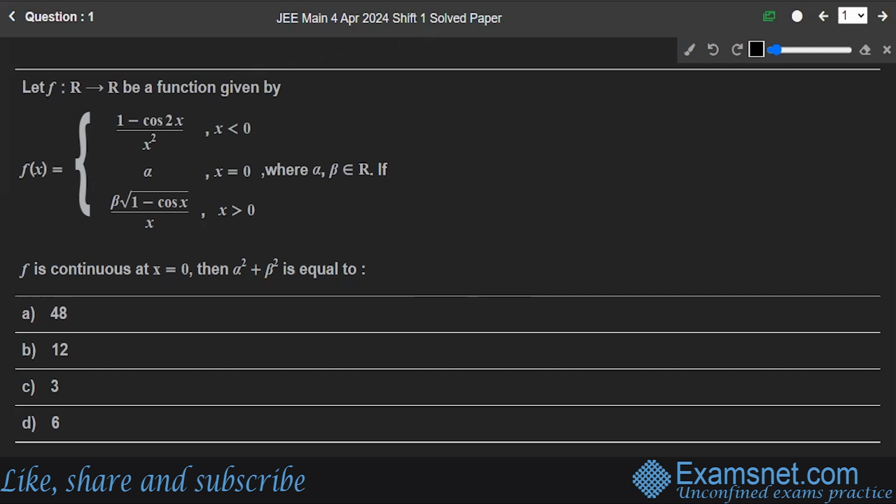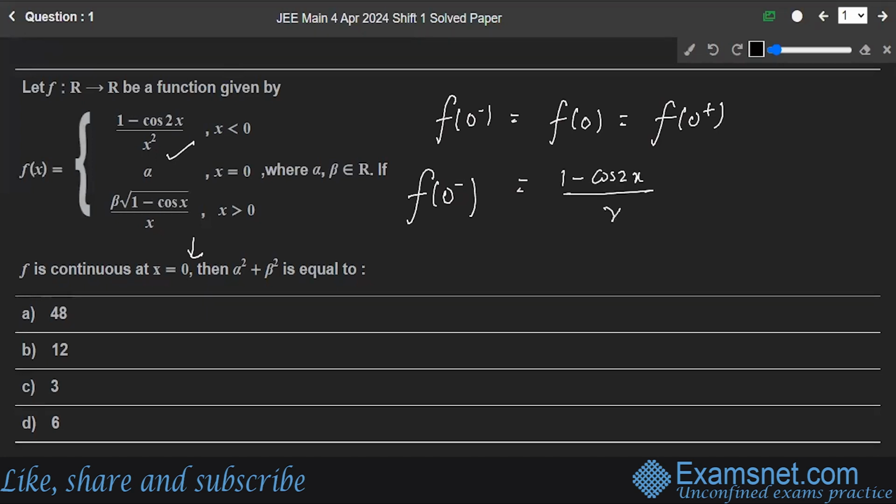You know, when the function is continuous at any given number, for example, here you're given that the function is continuous at x is equal to 0. So that means f of 0 negative is equal to f of 0 is equal to f of 0 positive. So let's go on to solving this. F of 0 negative is equal to this function, 1 minus cos 2x upon x square. 1 minus cos 2x is equal to 2 sine square x upon x square. So limit x approaching 0 negative, here also limit x approaching 0 negative, this is equal to 2 because this will turn out to be 1.